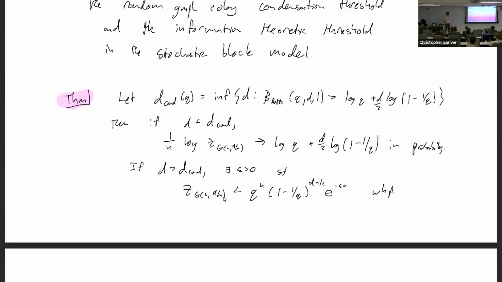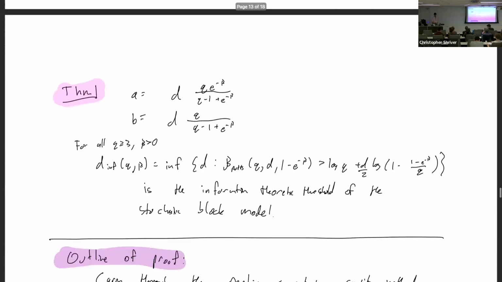And the theorem, what does it say? It says that you converge in probability. The 1 over n log number of colorings converges in probability to the 1 over n log expected number of colorings. And then if you go above the condensation threshold, you're exponentially smaller with high probability. Okay. So this is the condensation phase transition.